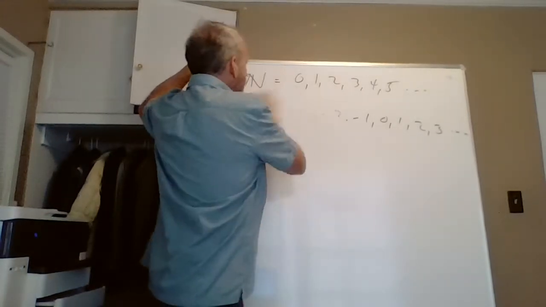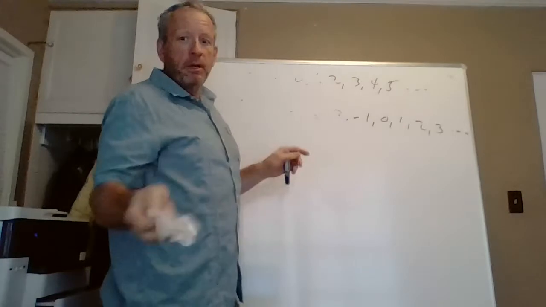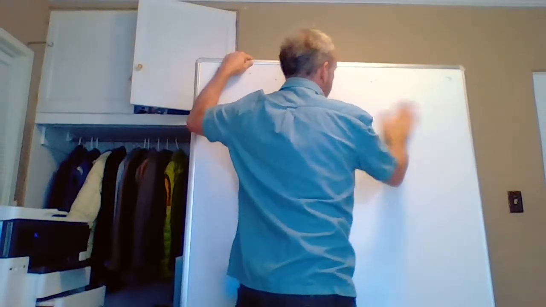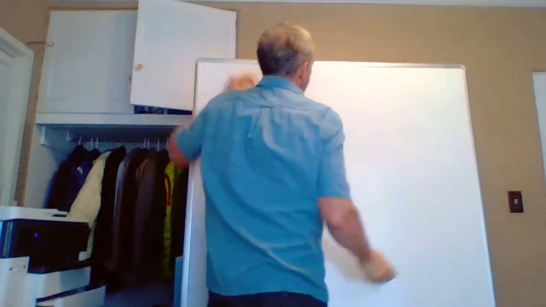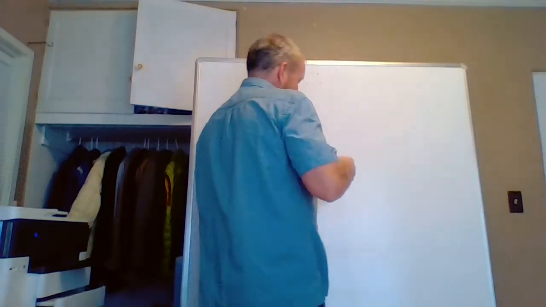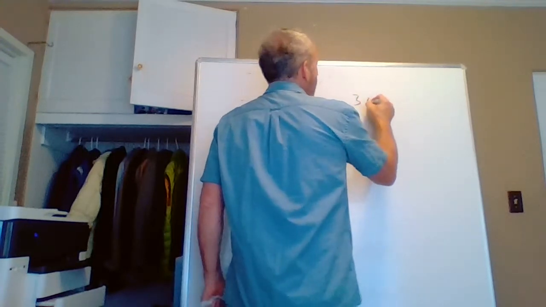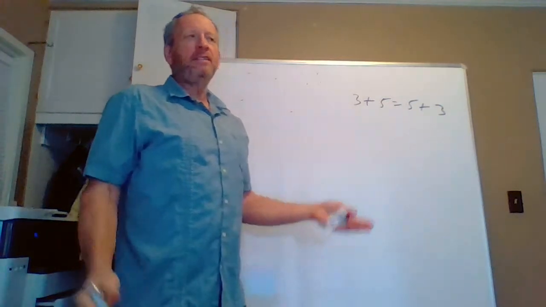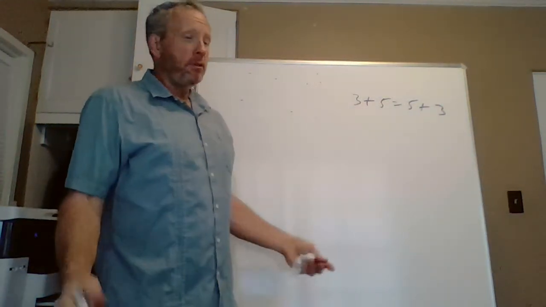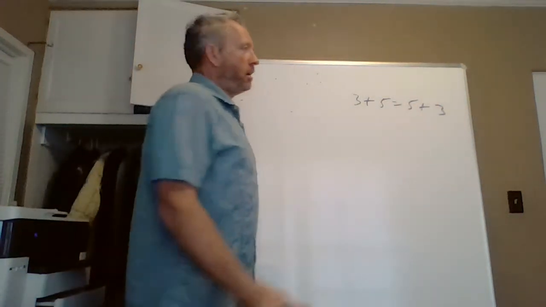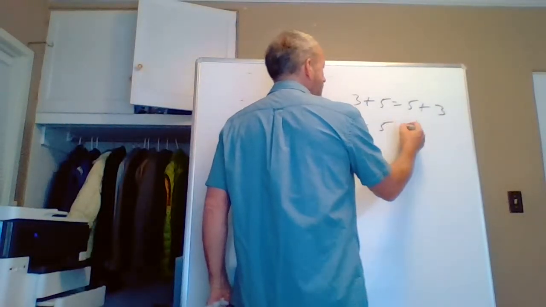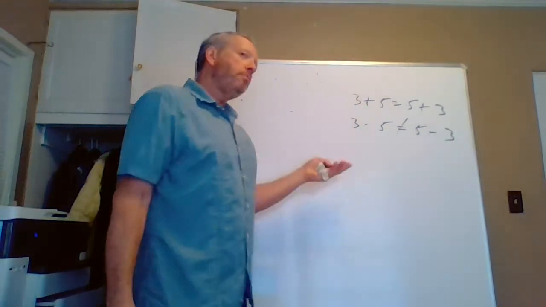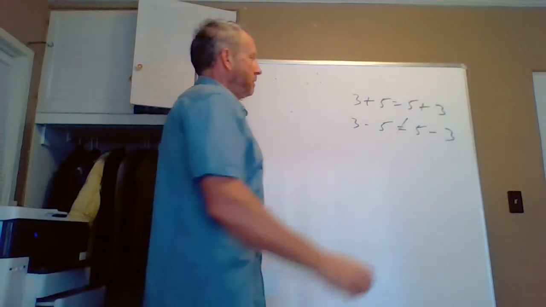There was a question on the rules: associative rule, commutative rule, distributive rule. I will have a lot to say about the distributive rule in the next video. For right now, the commutative property: you all know that 3 plus 5 is equal to 5 plus 3. The commutative property means you can add in any order. Can you subtract in any order? Well, no, because 3 minus 5 is not equal to 5 minus 3. So there's a commutative property for addition, but not for subtraction.